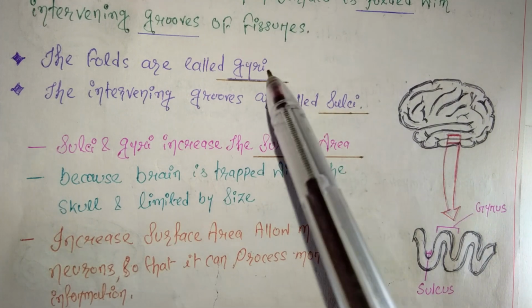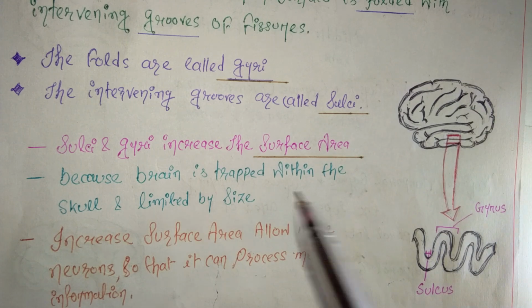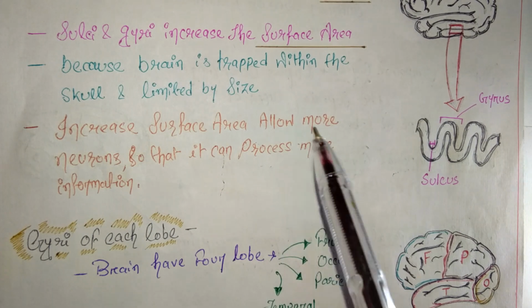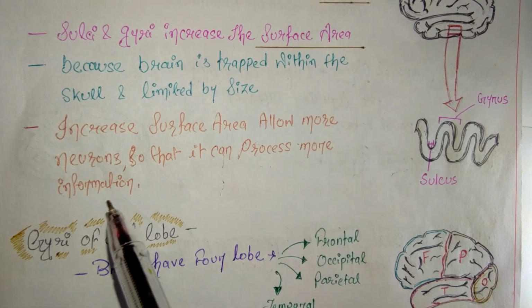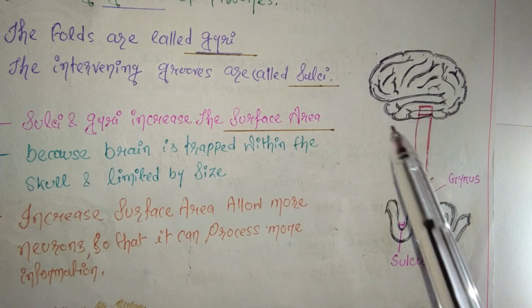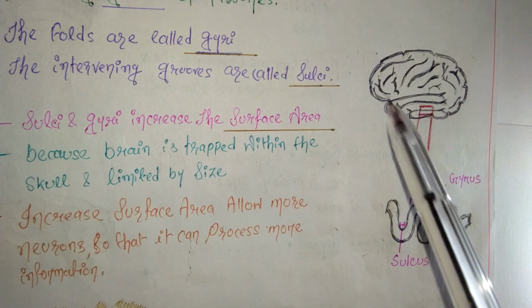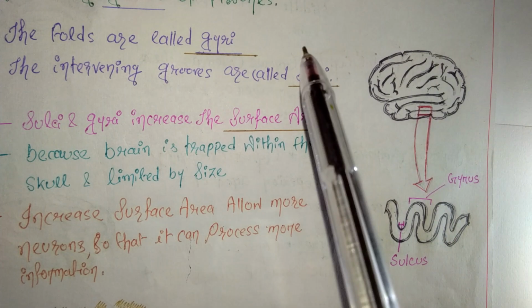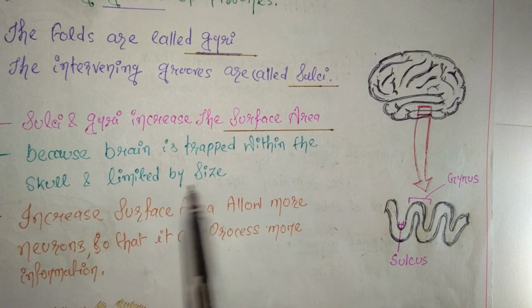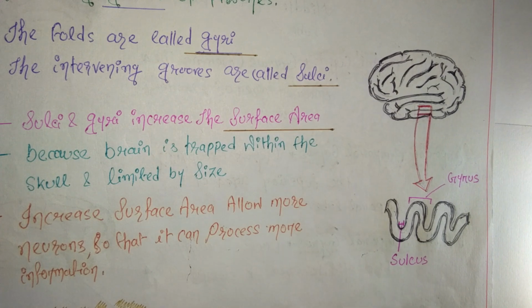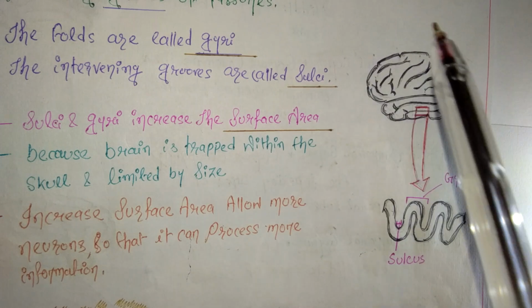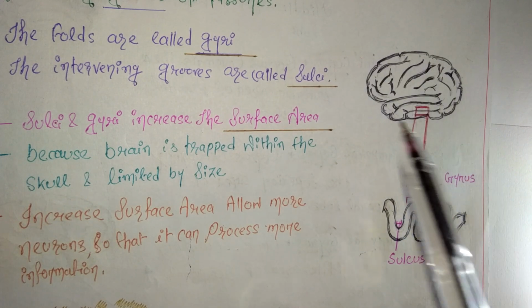So in the brain also, sulci and gyri help the brain to have a bigger surface area. Why? Because increased surface area allows more neurons so that it can process more information. More nerve cells, more nerve tissue, more neurons means more information. So we need a bigger surface. So sulci and gyri fold our brain surface, so it can be adjusted in a small limited size and can still have a long, lengthy surface. So yes, sulci and gyri help the brain to get more information by increasing the surface area.